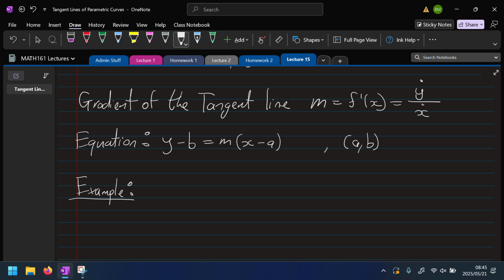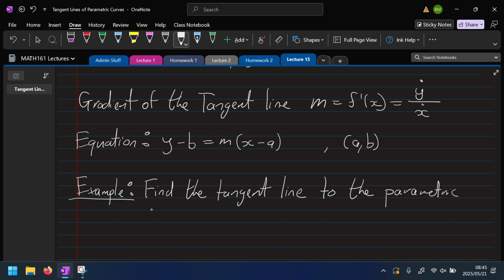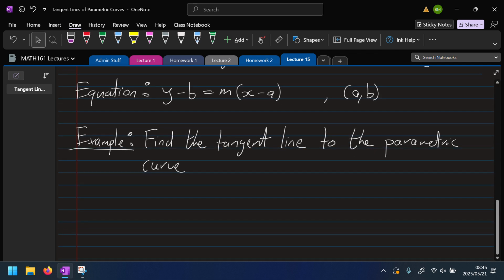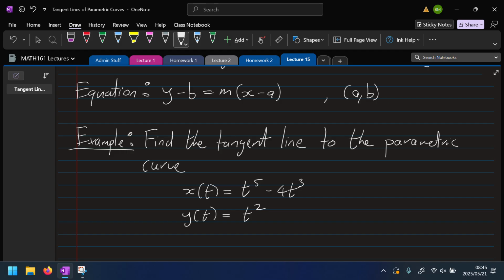Okay, so we're given a parametric curve and we want to find the tangent line. So, example: find the tangent line to the parametric curve. This will be given as some x of t and y of t. So x of t is given by t to the 5 minus 4t cubed, and y of t is given by t squared.